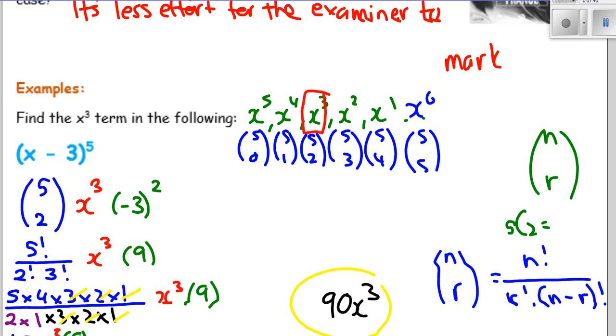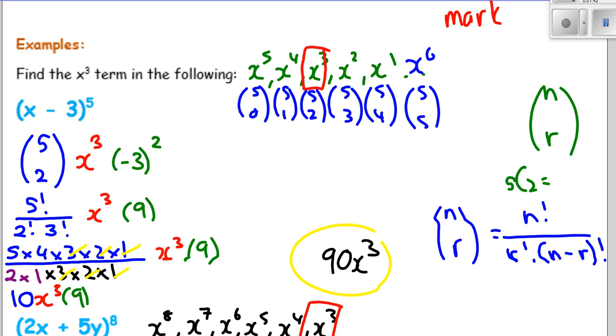So this was a straightforward one: find the x cubed term in the following, and it's (x minus 3) to the power of 5. When you start to expand it, remember the first term would have an x^5 in it, the power of x would be 5. The next one would be x^4, x^3. There'd be coefficients at the front, but that doesn't matter. We just want to know where would the x cubed term start to appear.